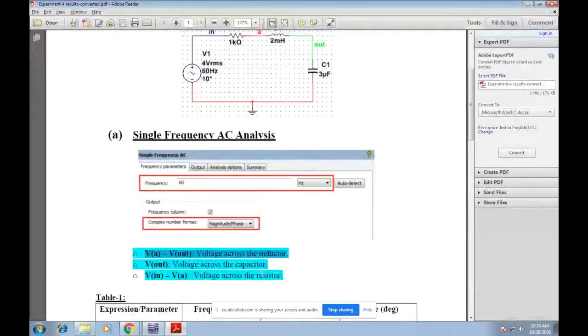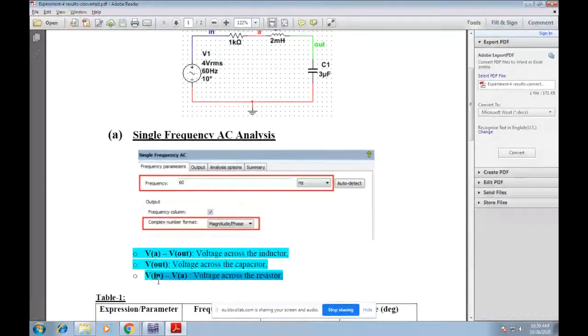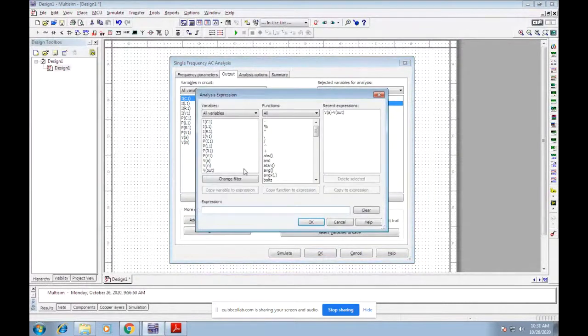So we require for capacitor. What is for the capacitor? We require only output. So what we are supposed to do? Select output, add. You can see output will appear here. The first one is for the inductor. Second one is for the capacitor. Then what is the third one? Third one is for the resistor. It is V in minus VA. So same, add expression. Select input voltage, copy variable to expression. You can see in the expression V in will appear. Then select minus, copy function to expression, minus will appear.